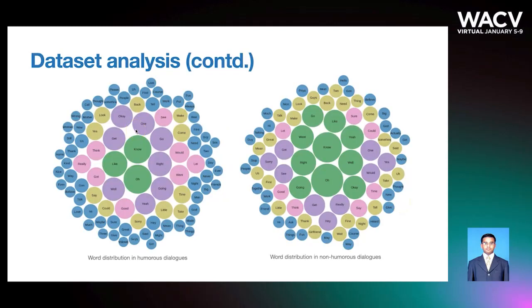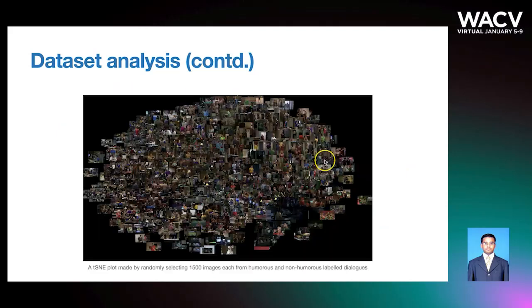These two bubble plots show the word distribution in humorous and non-humorous dialogues. The larger the circle, the higher the frequency of that word. The distributions being roughly the same hint that classical bag of words based models will not be very successful.